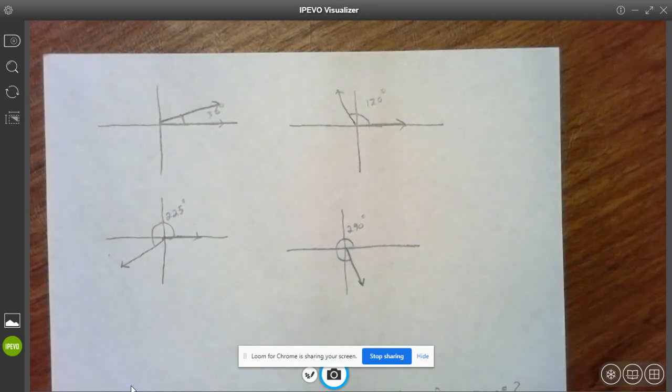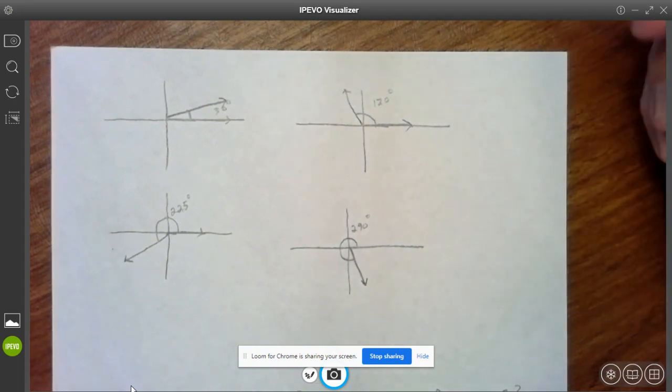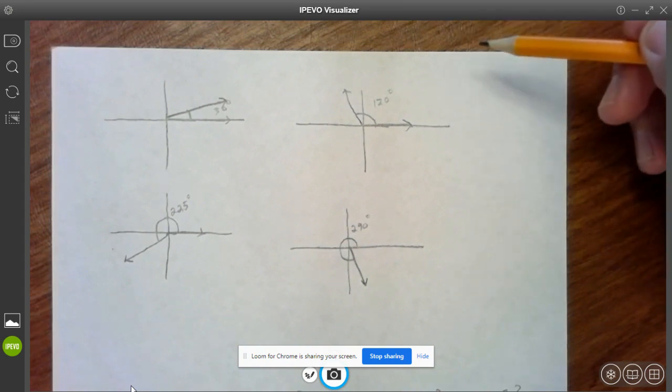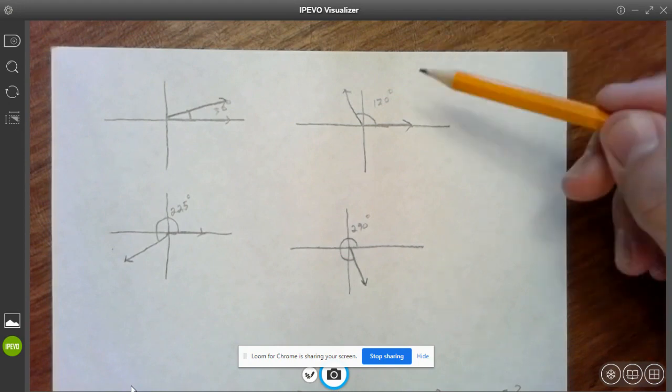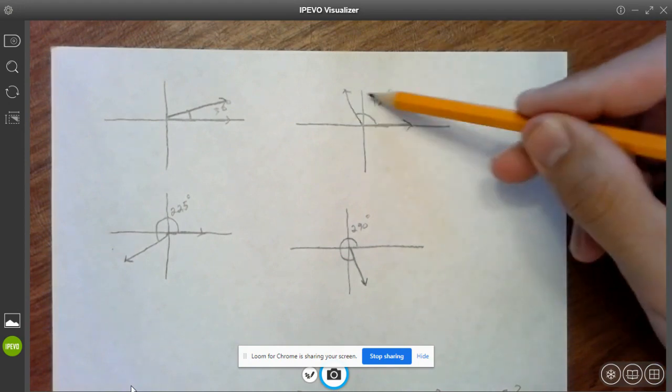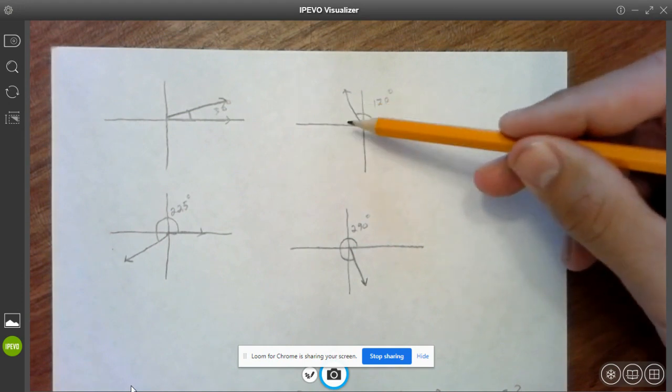Reference angles. For now, it's just going to seem like a kind of odd concept, but it'll be useful later whenever we're actually doing something with trig functions. But a reference angle asks the question: what is the angle that the terminal side of an angle creates with the x-axis?